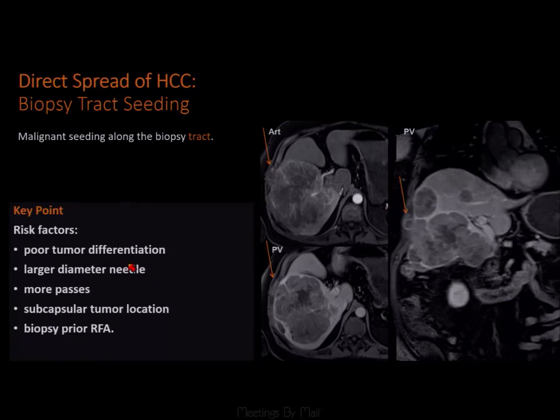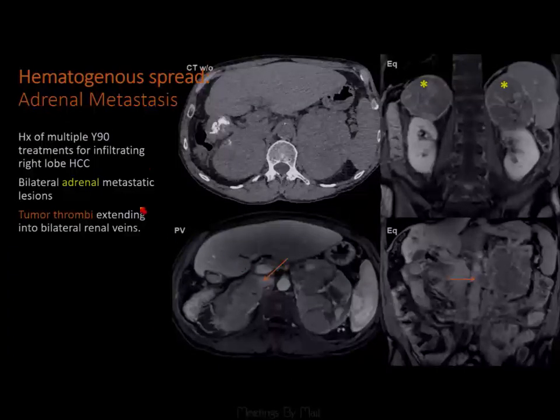Usually it happens when tumor is poorly differentiated. We use larger size needle. We usually try not to have too many passes, but if you have too many passes, this can happen. And interestingly, if you're doing biopsies, presumably it's better to have a normal portion of the liver just to avoid seeding and also hemorrhage. But if you just directly go into the tumor, obviously the risk is higher, and biopsy prior to RFA is another cause.